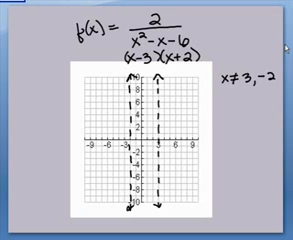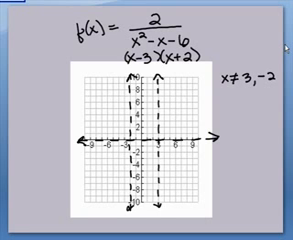All right, and then we want to look for the horizontal. So we compare the degree of the numerator and the denominator. So the numerator has a smaller degree than the denominator. So we're going to have a horizontal at 0 again. Okay, so this breaks it up into regions. So now we just need to find some points.